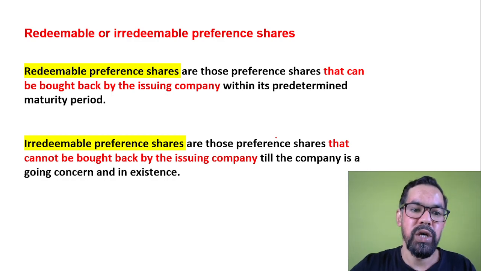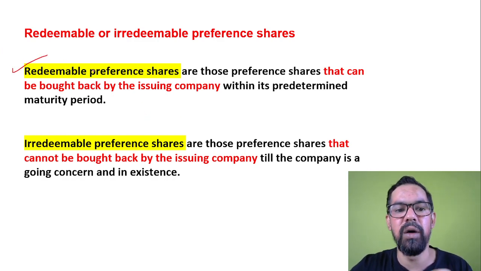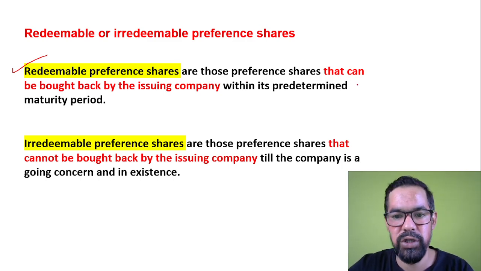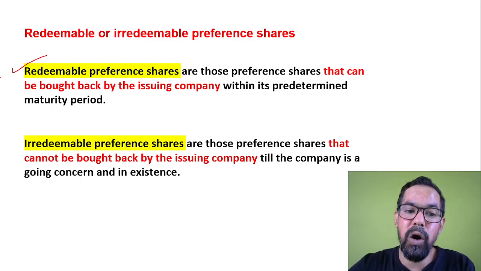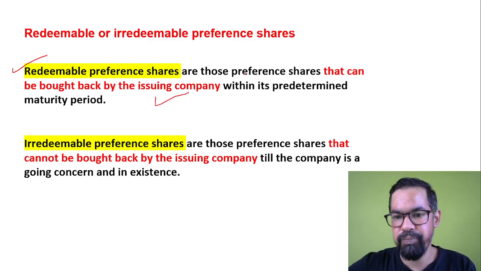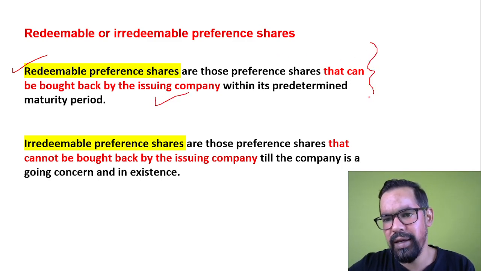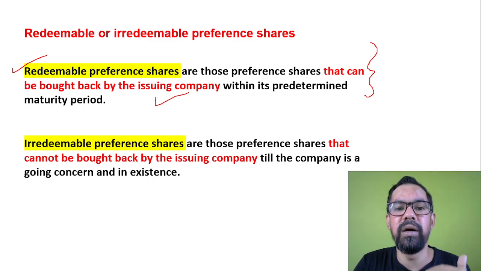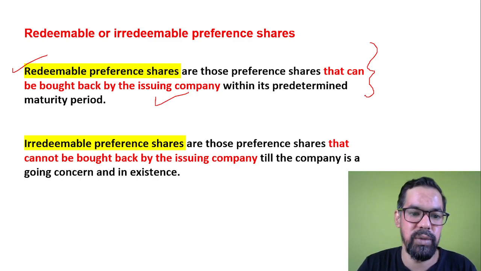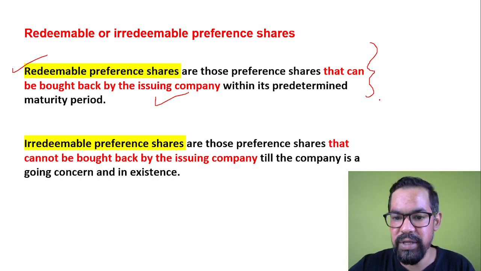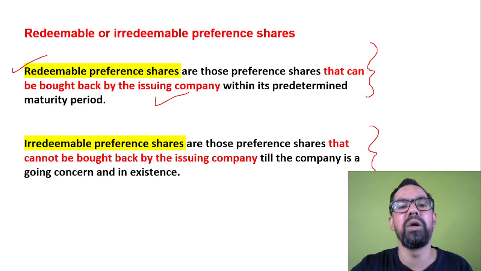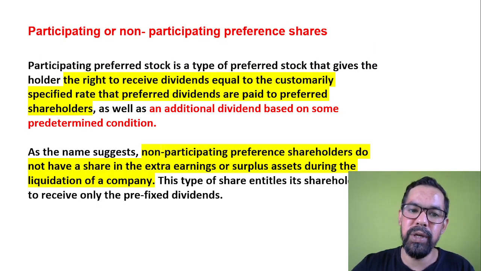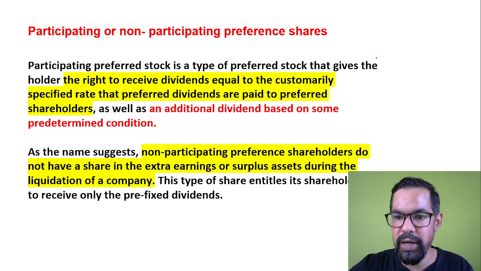Okay, redeemable. If you talk about redeemable, redeemable preference shares are those that can be bought back by the issuing company. So let's say any company issues preference shares for 10 years, but this is a redeemable type. So they can buy back in 7 years or in 5 years as well. They do have that right. And vice versa, irredeemable, they cannot buy back till maturity. Next one is participating. This is quite interesting.